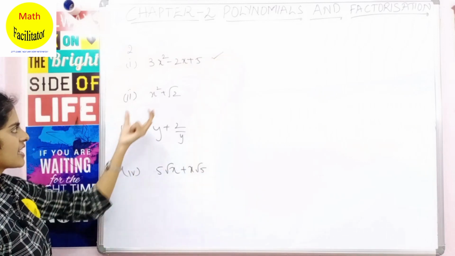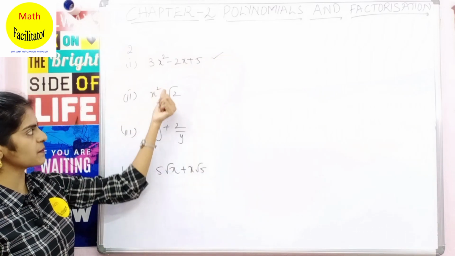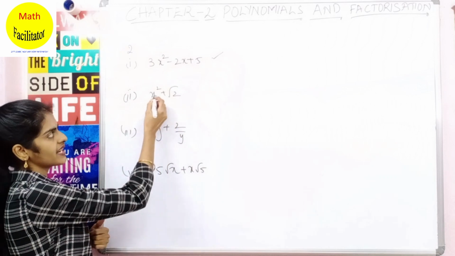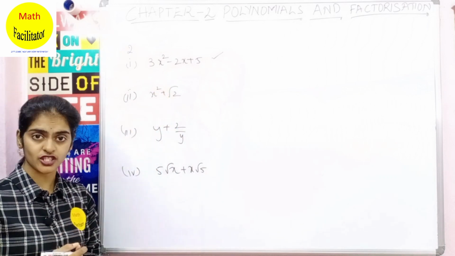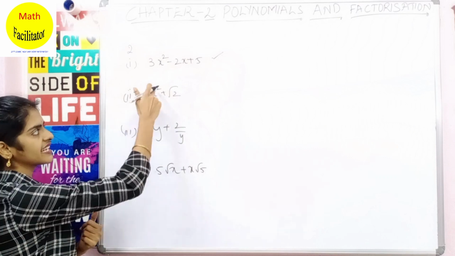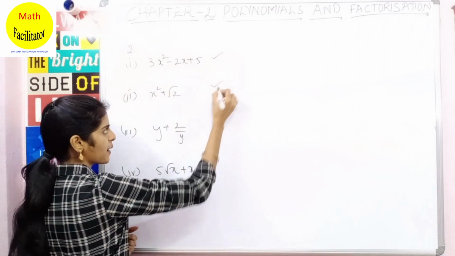Clear? Now in the second example, x square plus root 2. x is a variable and it has a power which is positive, a non-negative integral power. So this is also a polynomial.